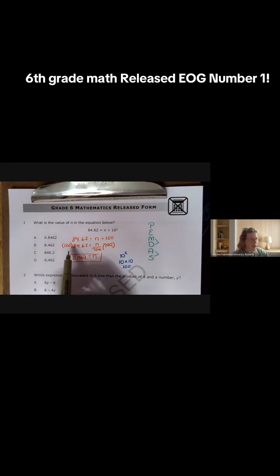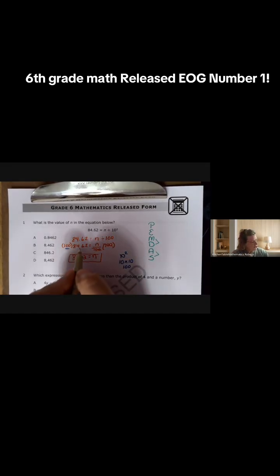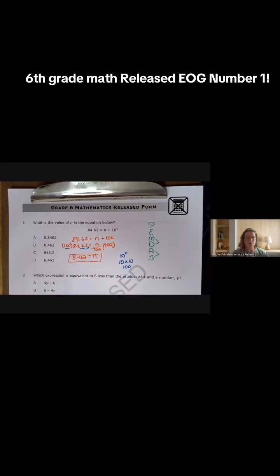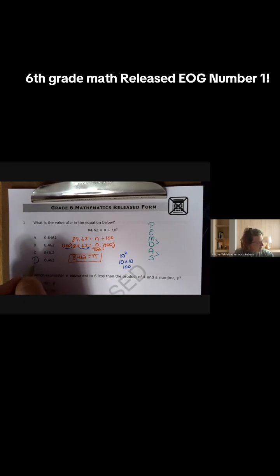Now, I want to talk a minute about that. When we are multiplying or dividing by 100, the zeros are not going to change the actual numerals. It's just going to change where the decimal goes. So if you are multiplying by 100, your decimal is going to go to the right. If you are dividing by 100, it's going to go to the left, okay? It's going to move by how many zeros we have. Again, I told y'all I like these little tricks, okay? So we've got 2 zeros, so it is going to move 2 spaces to the right, which gives us 8,462 equals n, which is going to be D.